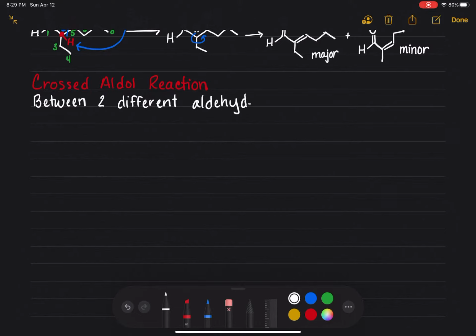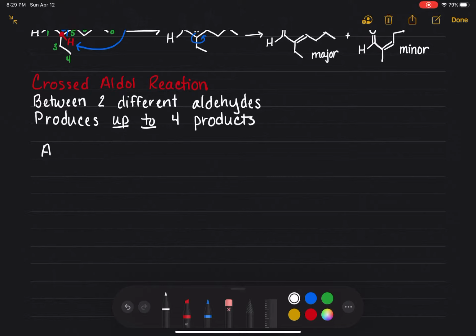And the crossed reaction produces up to 4 different products, not counting stereoisomers, not counting cis and trans, excluding the stereoisomers. So this is how we can get up to 4 different products.